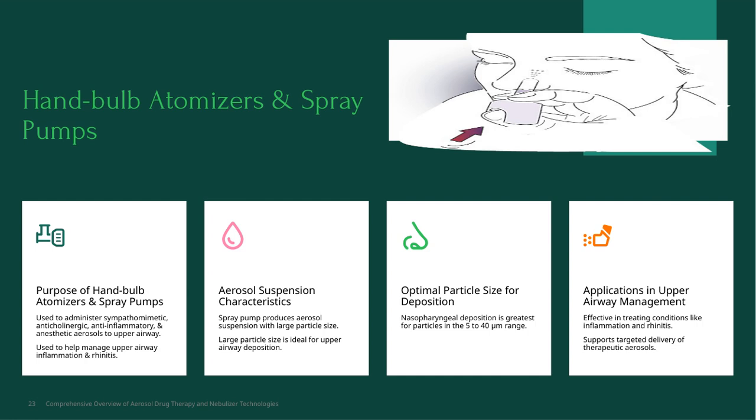So, in summary, hand bulb atomizers and spray pumps play a key role in upper airway management by delivering appropriately sized aerosols that target specific areas, ensuring that medications are delivered efficiently and effectively right where they are needed.